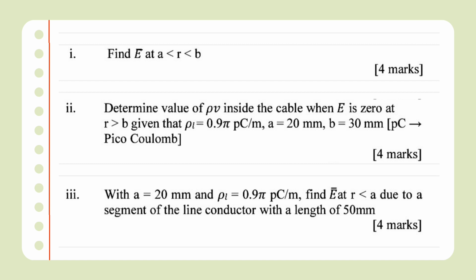For the last part, the question gives that A is equal to 20 mm and the value of ρL is equal to 0.9 pi picocoulomb per meter. We have to find the electric flux at R smaller than A due to a segment of the line conductor with a length of 50 mm.